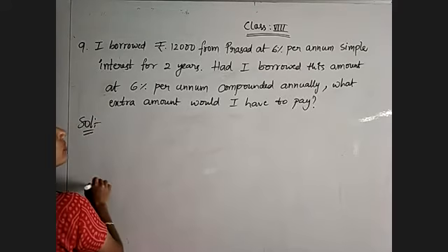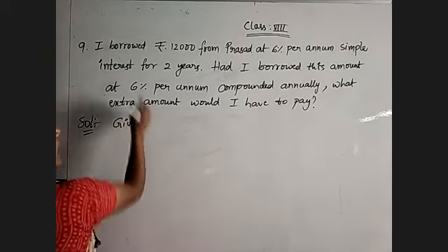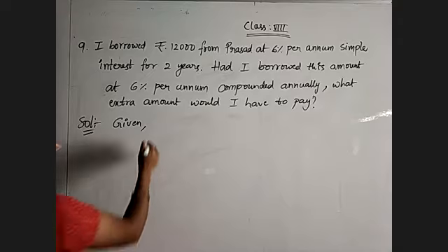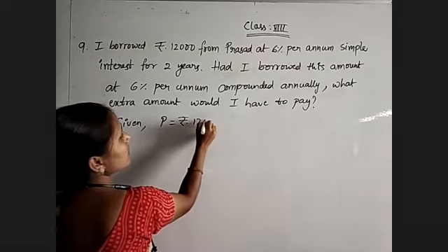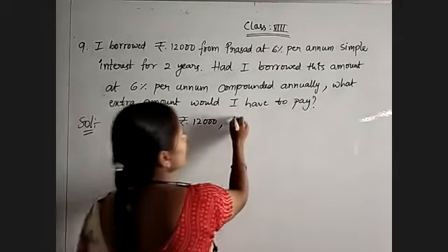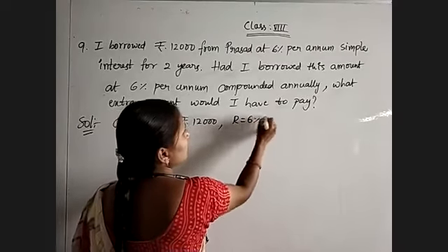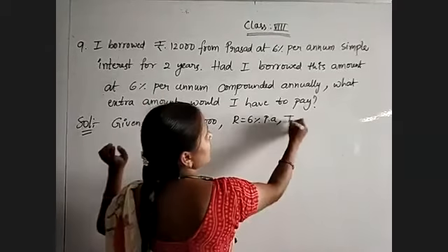Given: what values are given, note down. I borrowed 12,000 rupees, means principal is equal to 12,000 rupees, and rate of interest is equal to 6% per annum, and time period is 2 years.